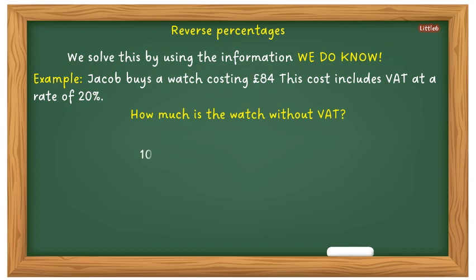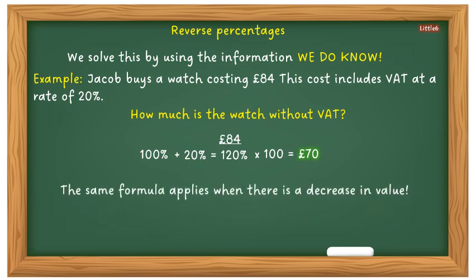Now let's use the information we do know. We know the starting value, whatever that is, is 100%. And we added 20%, which equals 120%. Okay, and the cost of that £84 is 120%. So we simply take the 84, we divide it by 120, and to convert it to a value, we multiply by 100. Okay, and that gets us back to the original value of 70. So the watch without the VAT is £70.